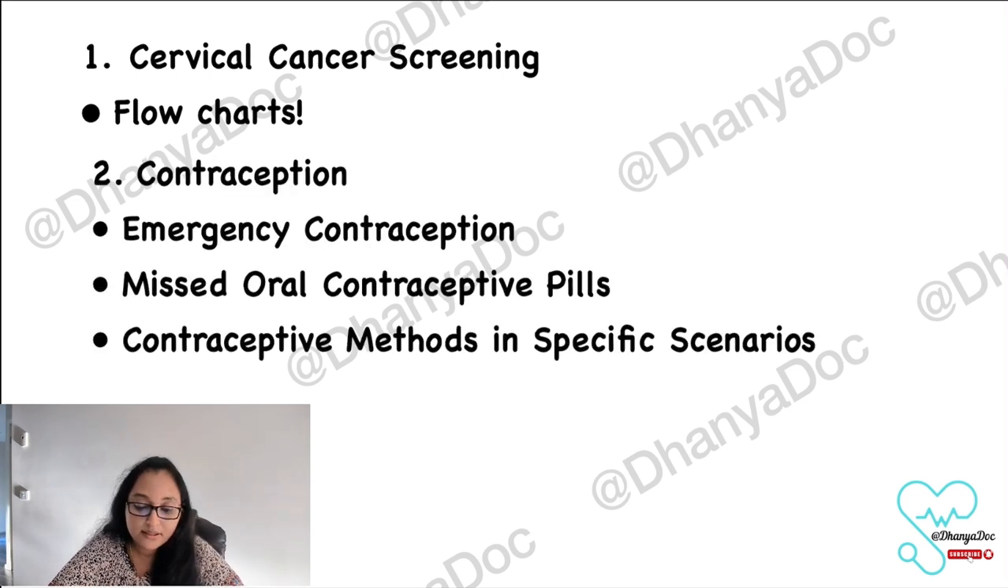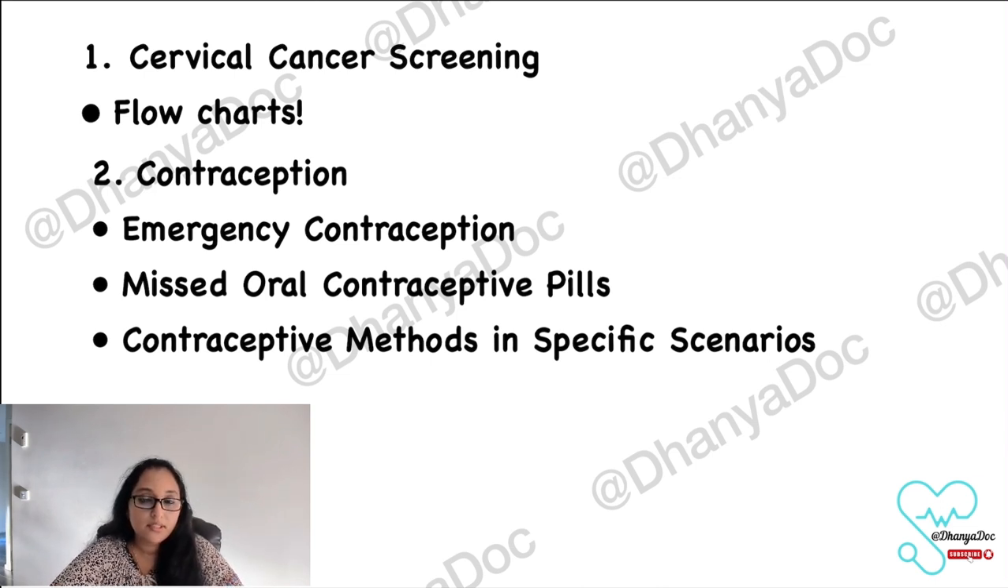And the next topic is contraception. Contraception is another high yielding topic in which they will ask mainly about emergency contraception and missed oral contraceptive pills. You can go to the RACGP website for the guidelines for the contraception part, and they will ask questions based on the types of contraception, long acting reversible contraceptives, and the indications, contraindications, like that.